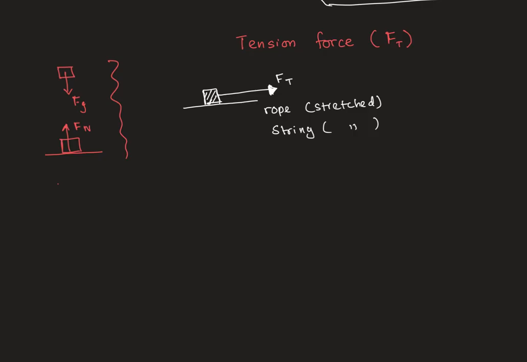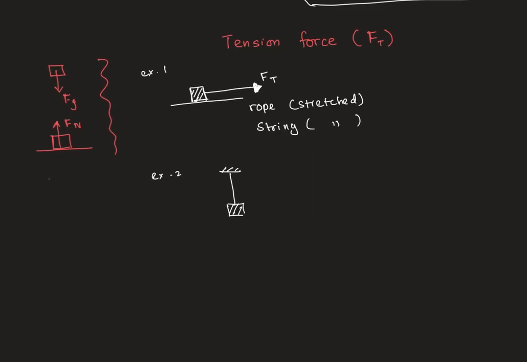Now I'm going to call this example 1, and for example 2 I am going to take something like a hanging block. There is the block, and there you have the rope attached to the block and the ceiling. So how do we draw the tension force? Pointed away from the object, and you call it Ft.